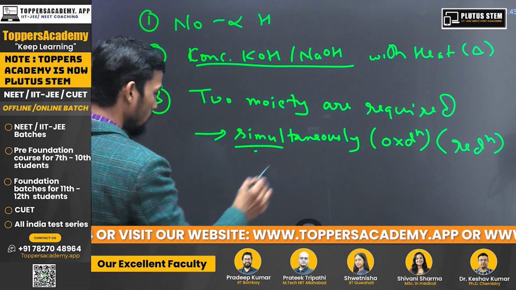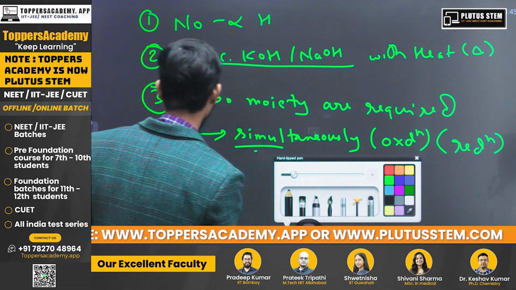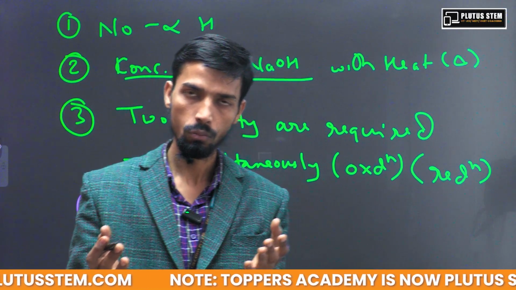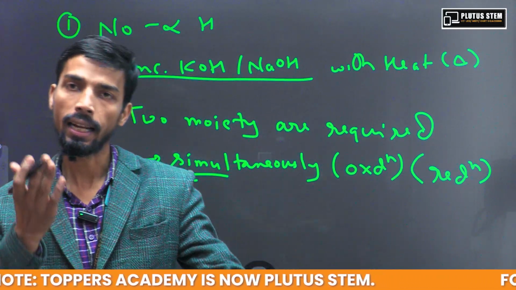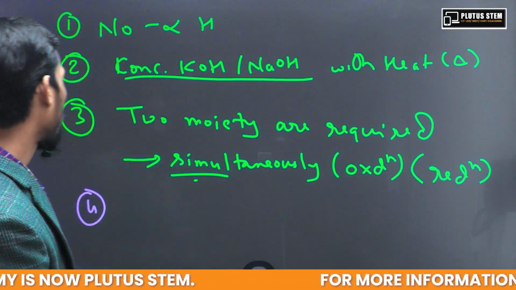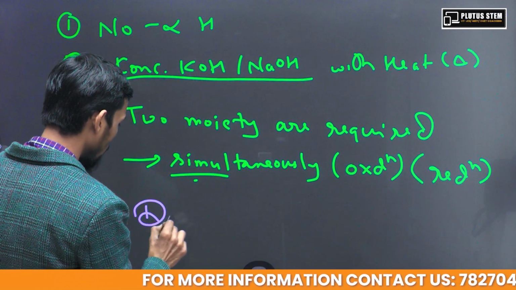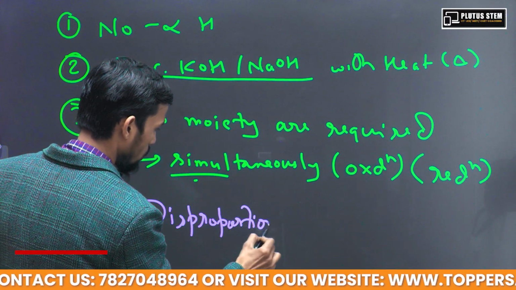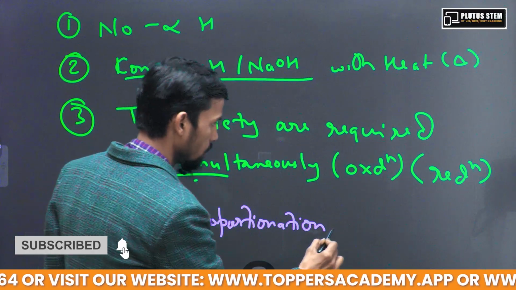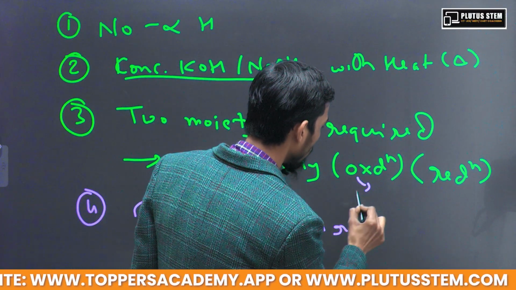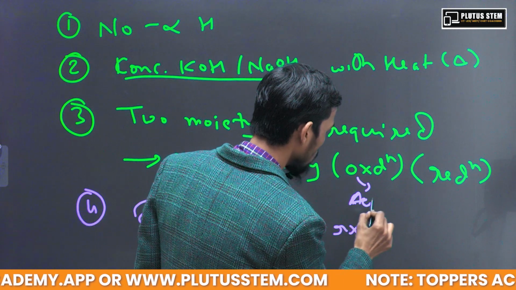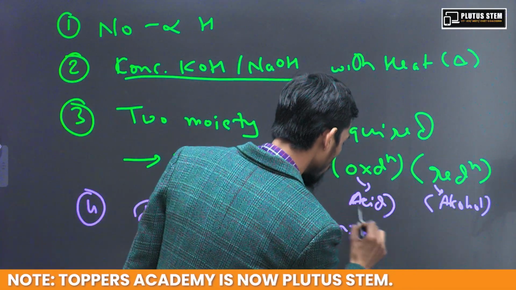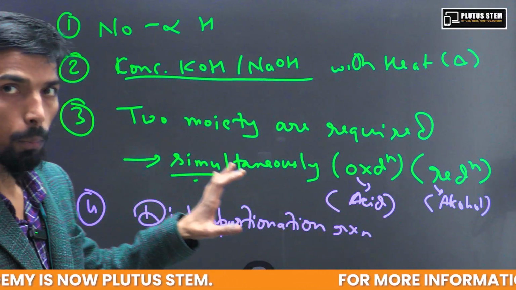We will explain the meaning of this when we discuss the mechanism. When within a reaction the oxidation of a moiety and the reduction of the same moiety take place, such reactions are known as disproportionation reactions. Oxidation means acid and reduction means alcohol. So such reactions are termed disproportionation reactions.